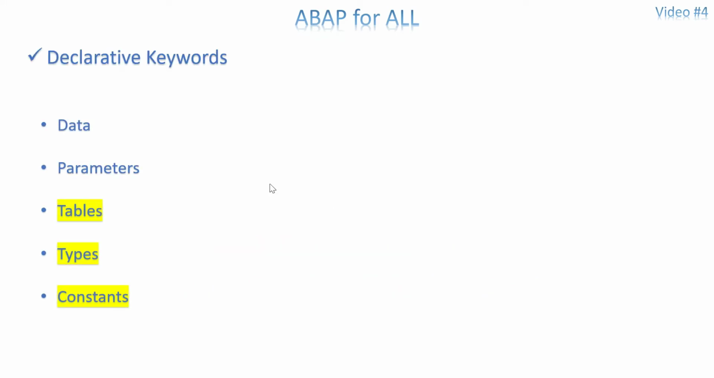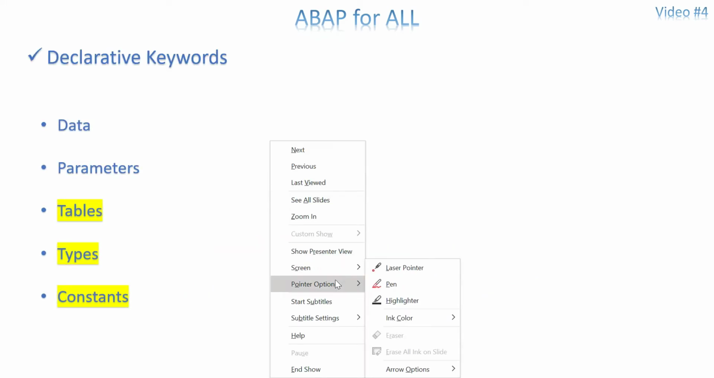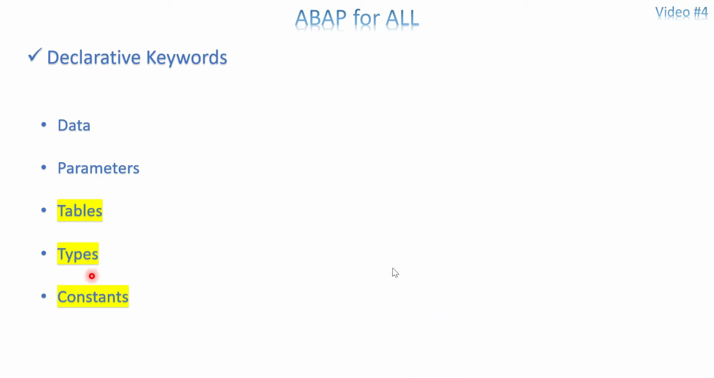So these are the 3 keywords which are pending: tables, types and constants. Hope you might be aware of what DATA and PARAMETERS are. You might have practiced them as well. So we'll go to the next one, tables.